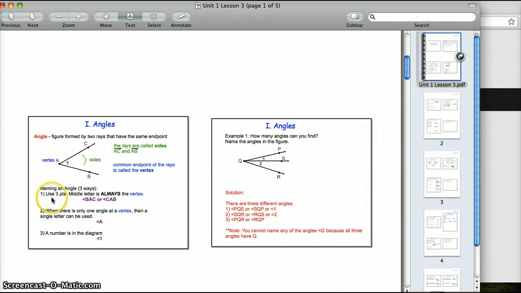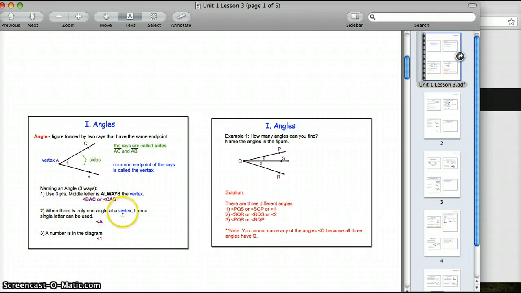So you can use the 3 points. The middle letter is always the vertex. So we can name this angle CAB or BAC. Notice I did not label it angle CBA because B is not the center. So the center of the angle has to be what you name it. So CAB or BAC. The vertex here has to be in the middle of whatever you name it.